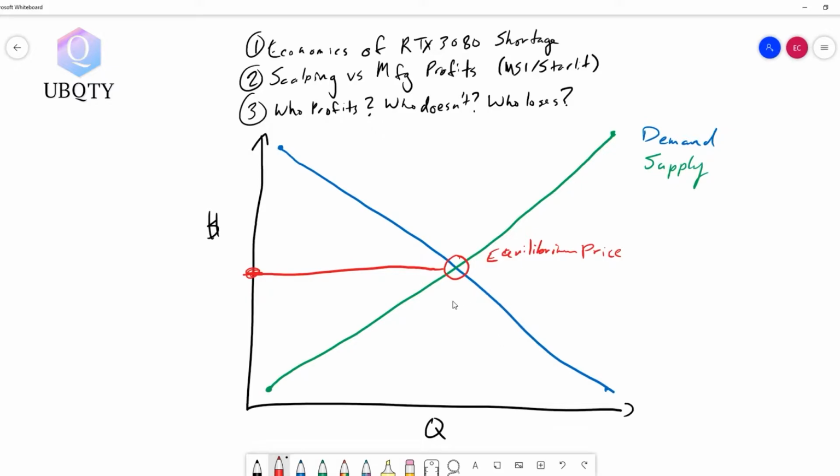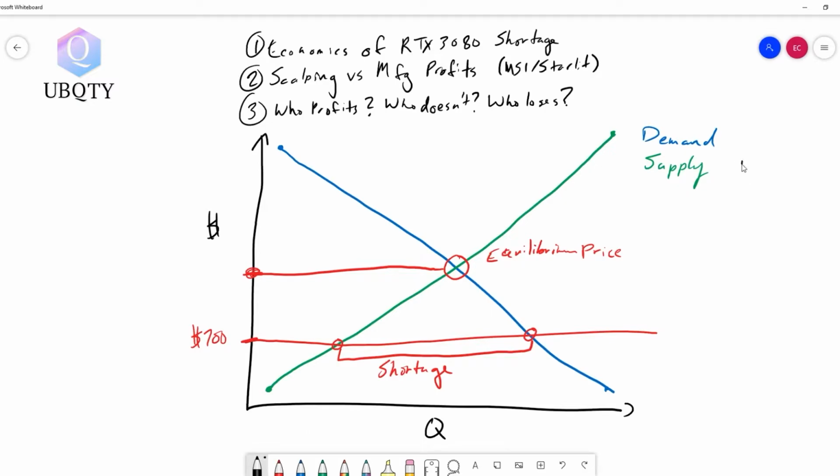Okay, so what happened with the RTX 3080? Well, it seems like demand is way higher than the supply. So where does that fall within this curve? Here at these points under the equilibrium price, at any point here, the demand outstrips supply. So the MSRP at $700, I'm going to draw a line straight across. You're going to have a quantity demanded that is way higher than your quantity supplied. This dynamic is a shortage dynamic. So your first dynamic here is shortage.